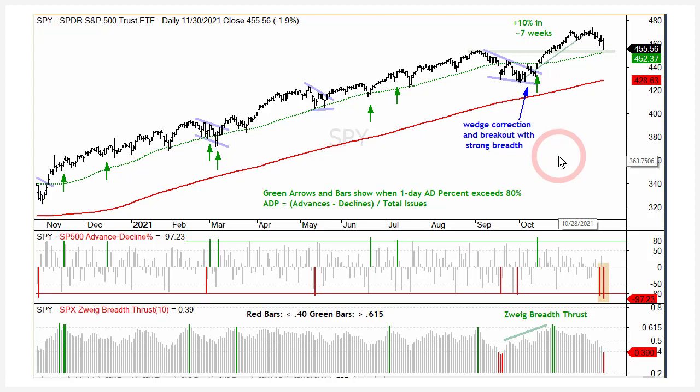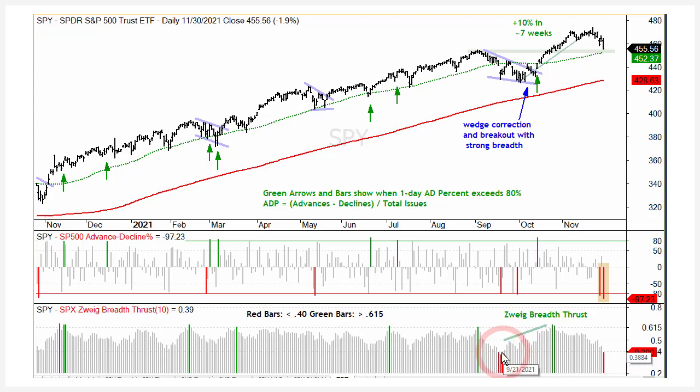Now, another thing I'm watching is the Zweig breadth thrust. And this is only based on S&P 500 breadth. It's not based on NYSE breadth or NASDAQ breadth. And if you see somebody charting the S&P 500 with NYSE breadth, throw that chart away, because 1/3 of stocks in the S&P 500 come from the NASDAQ. And if you're just using NYSE breadth, you're not playing with a full deck.